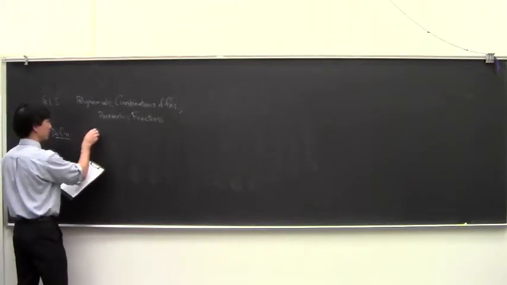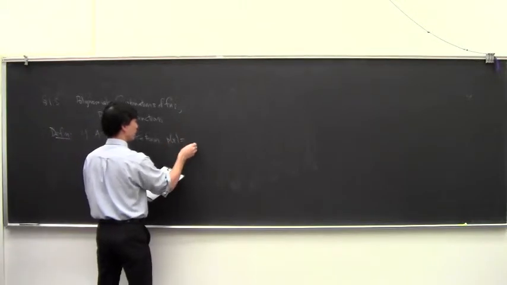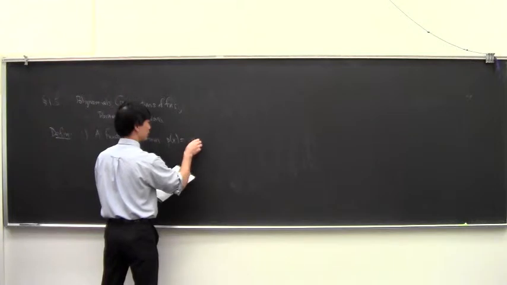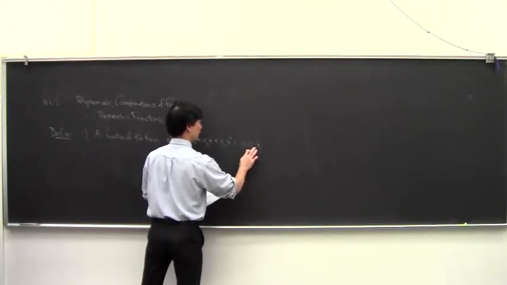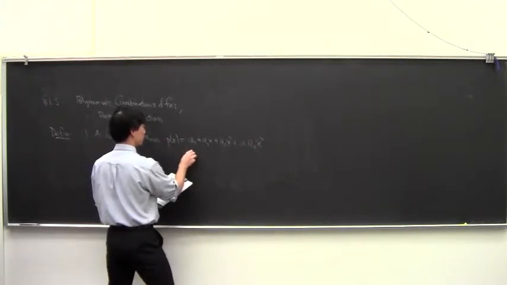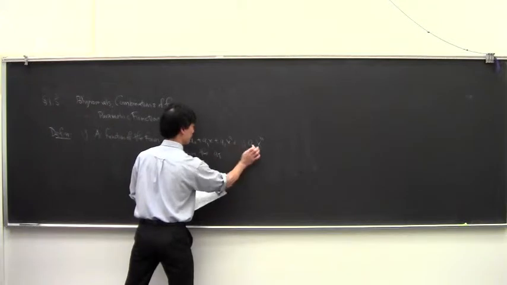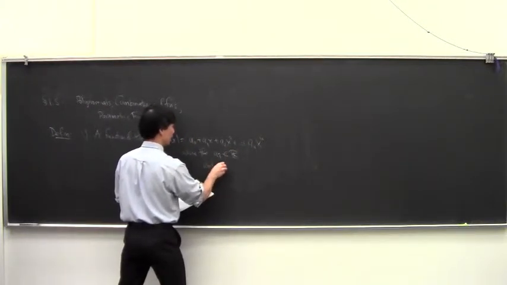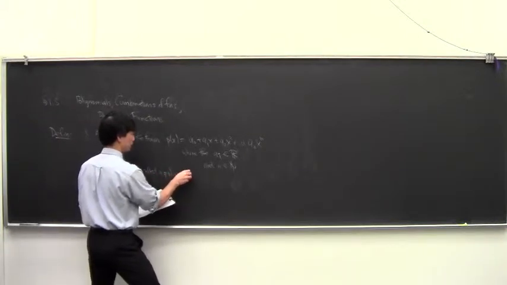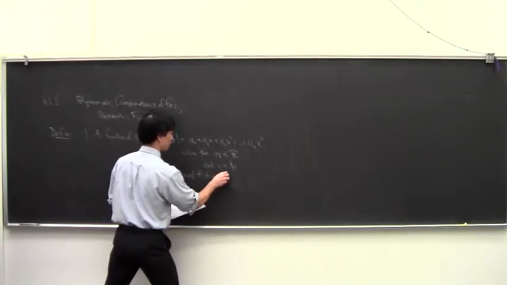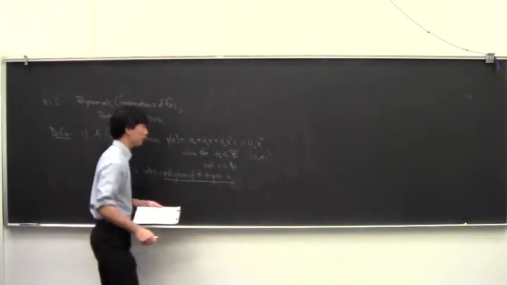A function of the form p of x equals some constant plus some constant times x plus some other constant times x squared plus some other constant times x to the n, where the a sub i are all real numbers, and n is some natural number, is called a polynomial of degree n, where, let's say, the last one is not 0.